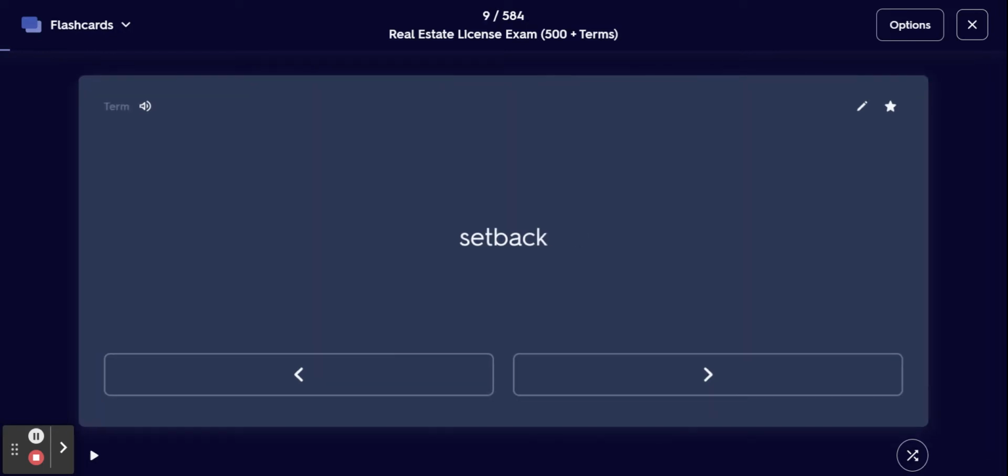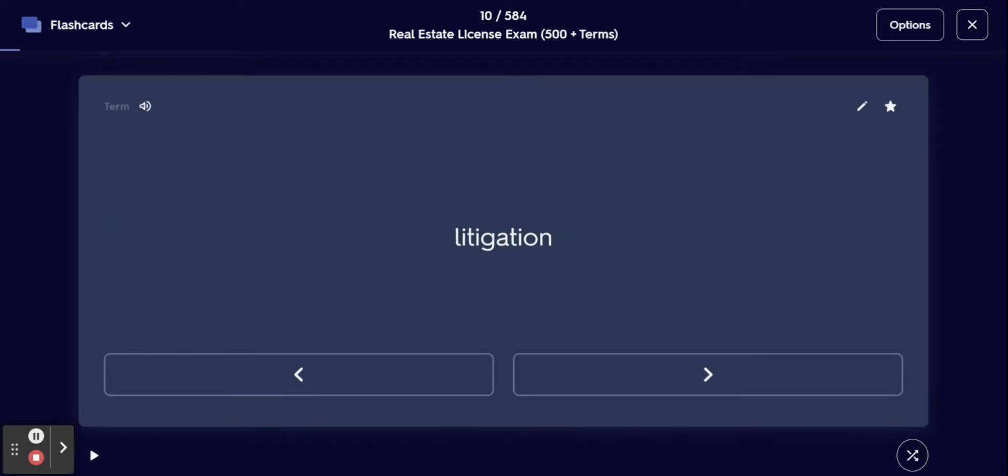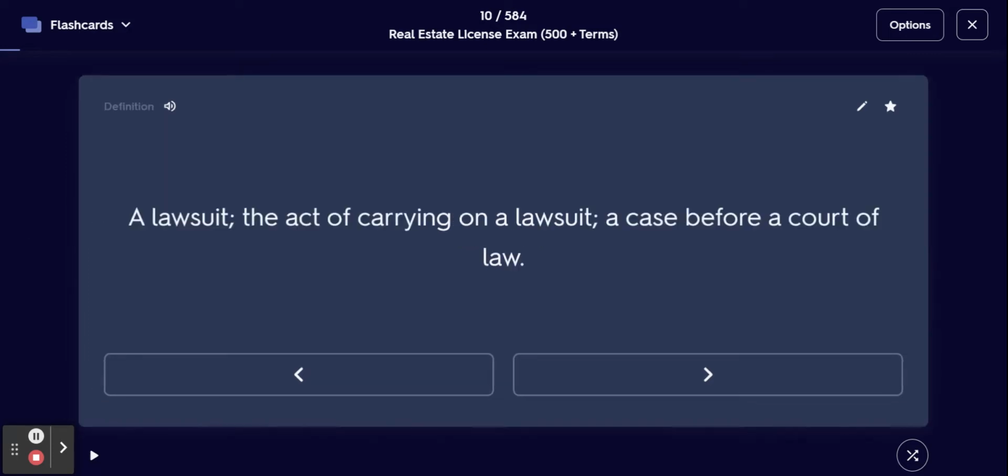Setback. Restrictions established by zoning or deed on the space required between lot lines and building lines. Litigation. A lawsuit, the act of carrying on a lawsuit, a case before a court of law.